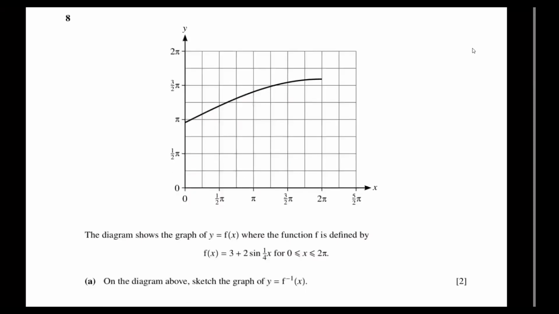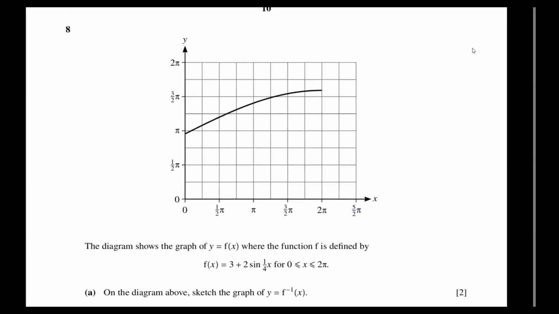Here we have a graph of y equal to f(x), where the function f is defined by b plus 2 sine x by 4, where x is between 0 and 2 pi. On the diagram above, you have to sketch y equal to f inverse x. To sketch y equal to f inverse x, you have to reflect the diagram in the y equal to x line. If you mark the y equal to x line here, y equal to x line is this one, right?